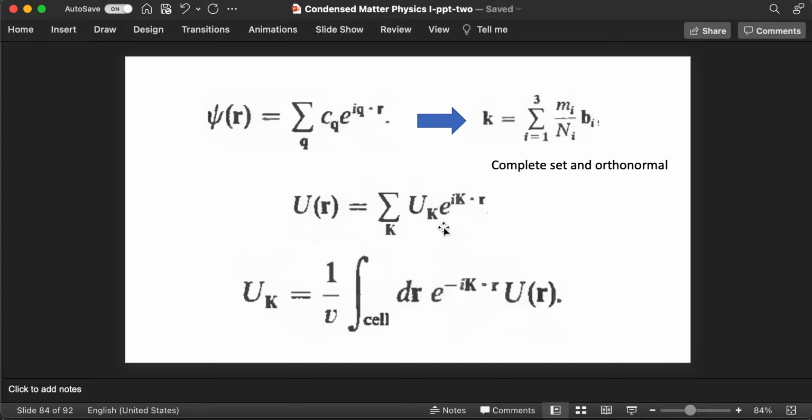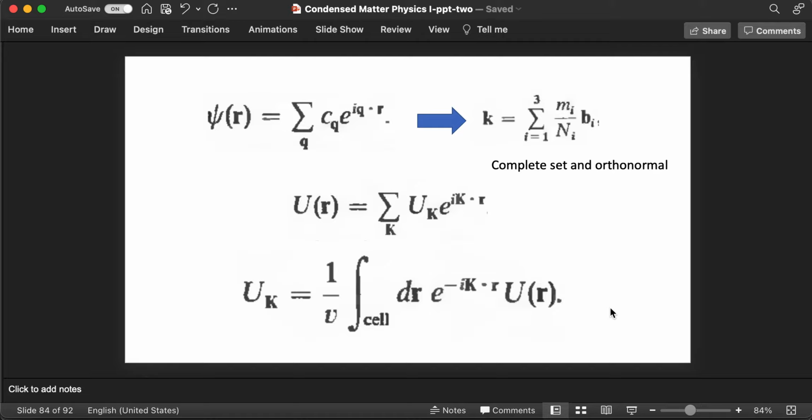Therefore, if you take the Fourier transform of any potential which has the periodicity of the Bravais lattice, then it should have the properties of the reciprocal lattice, and therefore it's natural for the wave vectors of the expansion to have just the reciprocal lattice vectors capital K. Now again, this is a complete set and is orthonormal, so you can multiply both sides by e power minus i k dot r and integrate over all space, and you should be able to show this. This is basically how the Fourier coefficients are defined, the standard way in which Fourier coefficients are defined.